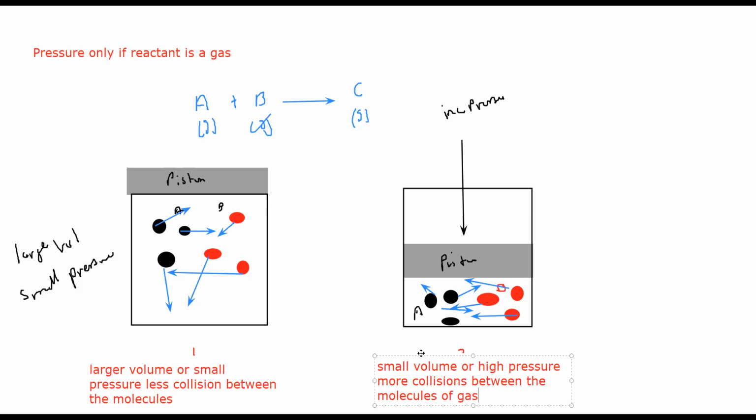So which one will react faster, container 1 or container 2? Which container will have the faster rate? Container 2, because more collisions are there, but the number of gas molecules is the same in both containers. So the amount of product will not change. The amount of product will be the same.